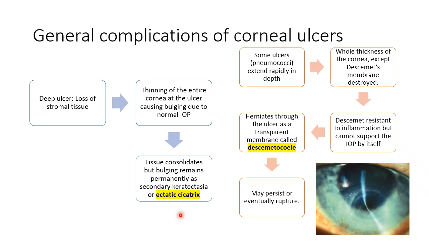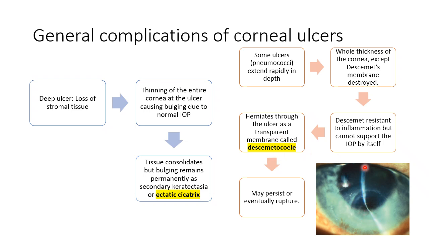I have highlighted the complications in yellow, so please note in the subsequent slides as well. So that is your ectatic cicatrix. Sometimes certain ulcers extend very rapidly in depth and involve the entire thickness of the cornea until they reach the descemet membrane. Now, the descemet membrane is resistant to inflammation, but it cannot support the IOP by itself, and it is highly elastic. So, it herniates through the ulcer as a transparent membrane called descemetocele.